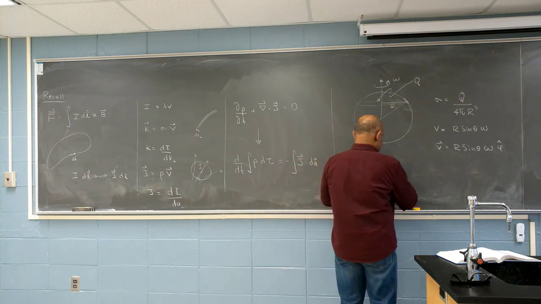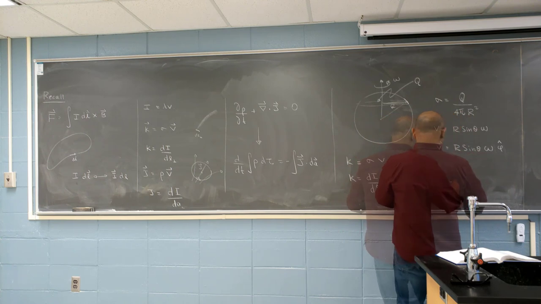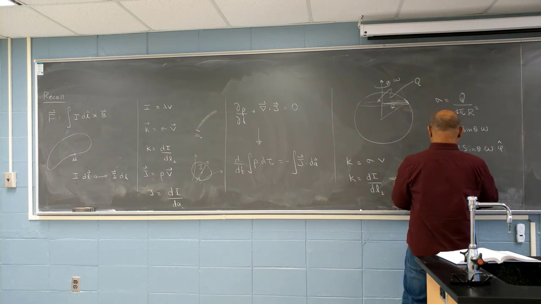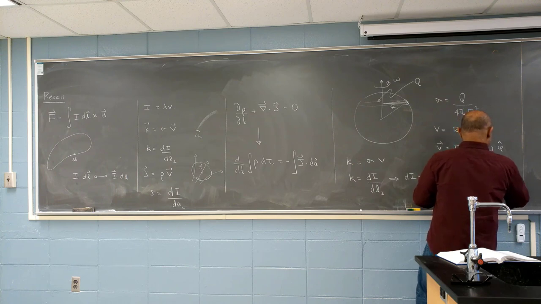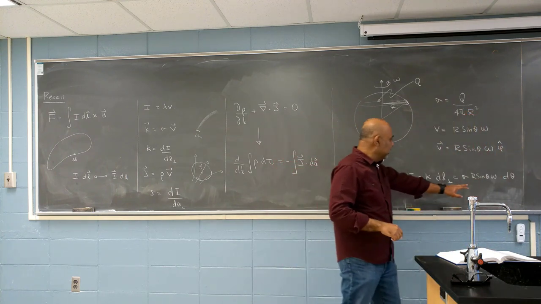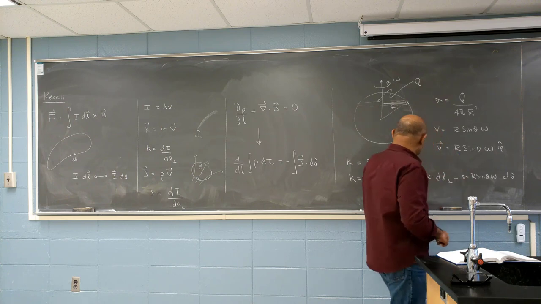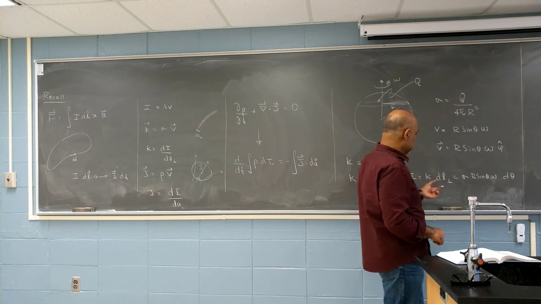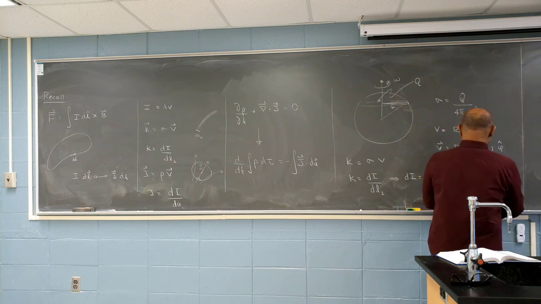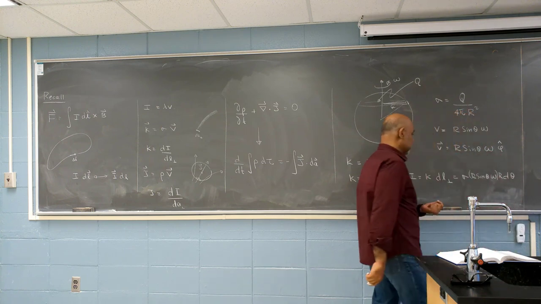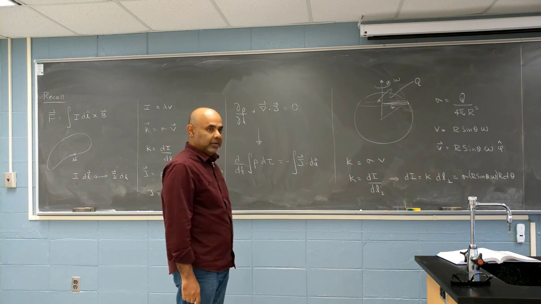From here, I get dI is equal to K dl prime. K is sigma V. R sine theta omega d theta. That is correct. That sine theta is not coming from this. This is R d theta. You're right. But we have K is sigma V R d theta. DL perp is R d theta. Are we good?